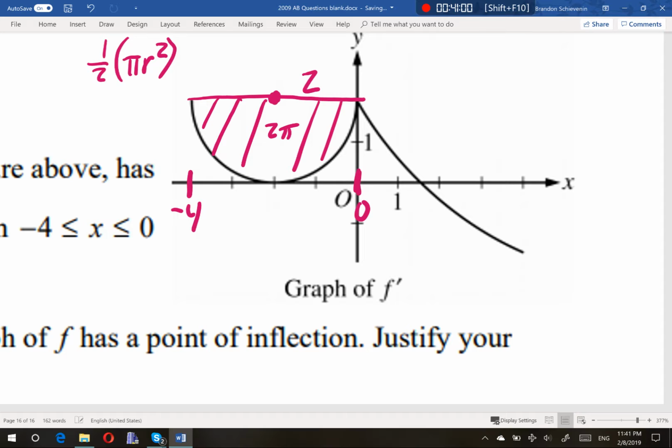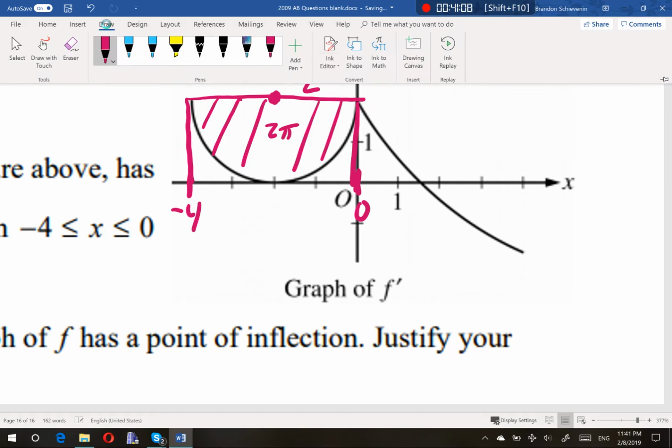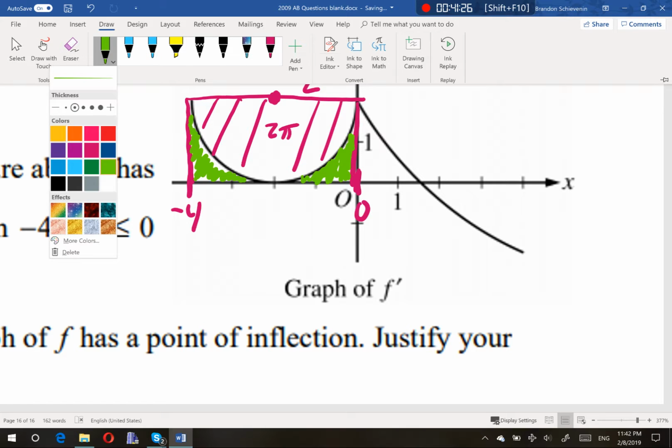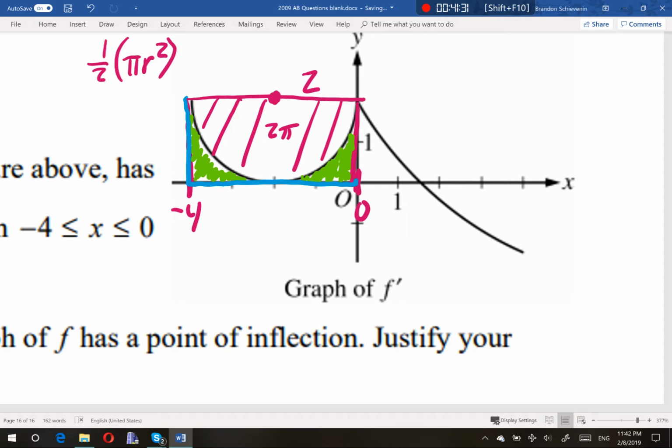I don't want this area in red, but I do want this area in white. Here, I'm going to draw with a different color. I'm going to make this green. So everything that is not inside our 2 pi is what we want. I'm going to take the area of this entire box that I'm going to draw here in blue, and then we'll subtract the area of the red 2 pi, and that should give us the area of the green.